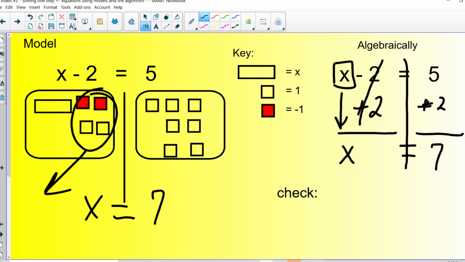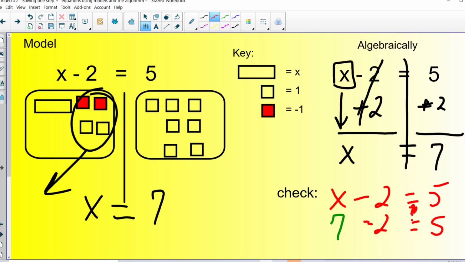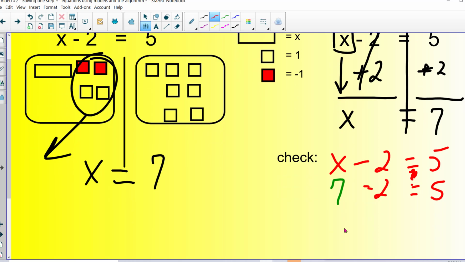Now let's just check it to make sure. We're going to rewrite. So initially the equation was x minus 2 is equal to 5. And then we found x to equal 7. So let's replace that x with 7. And then we have 7 minus 2. Does that, there's my question mark, does that equal 5? Well, what is 7 minus 2? Yep, that equals 5, so that side is 5. And then the other side is 5, so yep, we got the right answer.